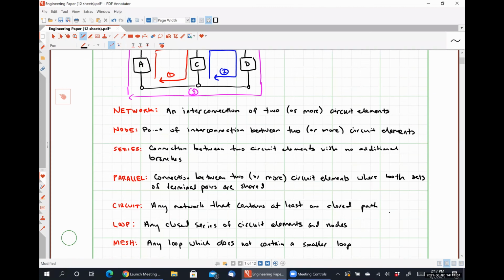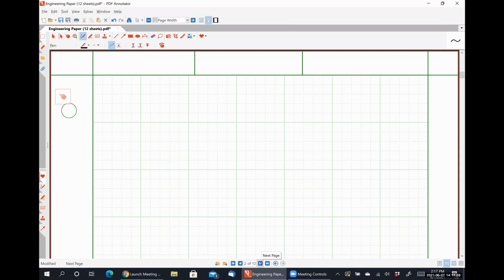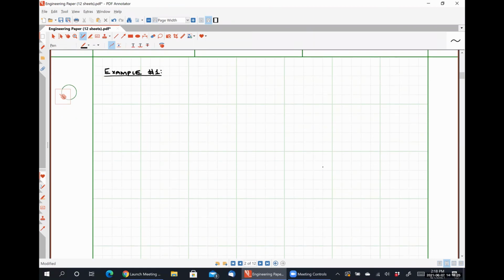So now that we have some understanding of basic circuit terminology, I want to do an example problem first that I forgot about apparently. So this one is going to be a little bigger and a little uglier. So let's consider the following circuit.